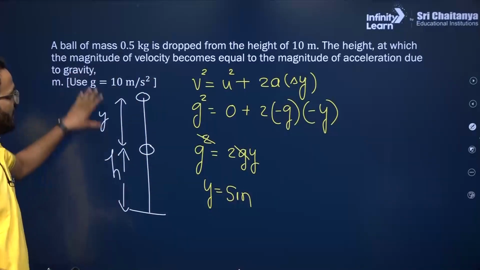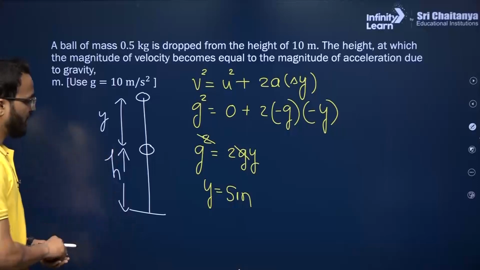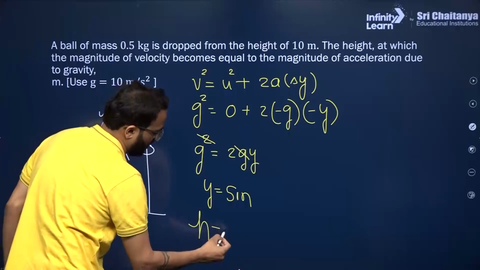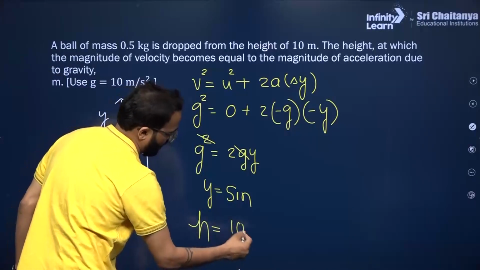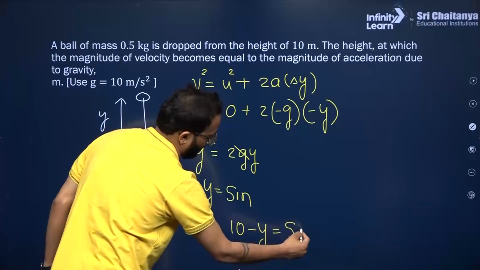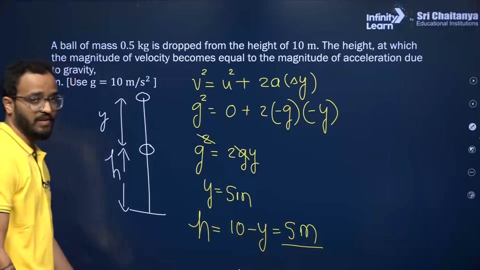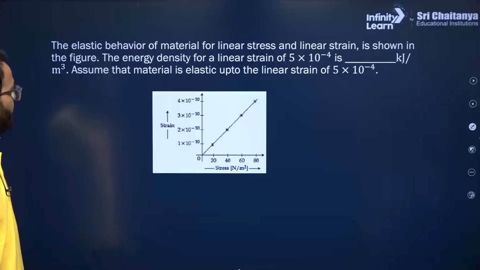And if the overall height is 10 meter, then h will be equal to 10 minus y, which will be 5 meter. So the answer is 5. Can you see, easy questions are coming.